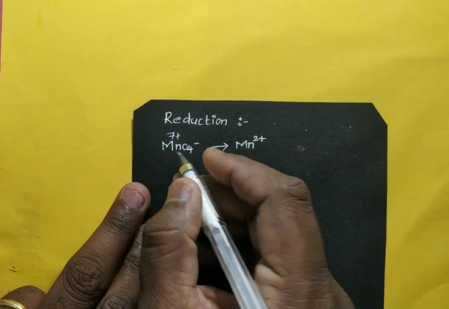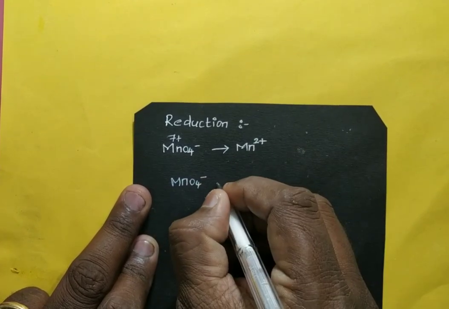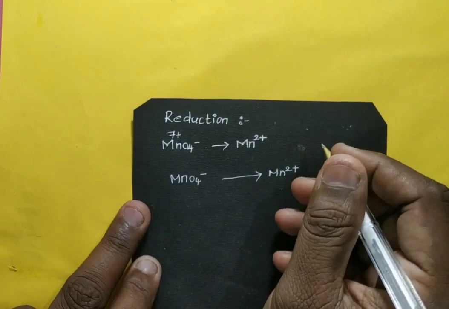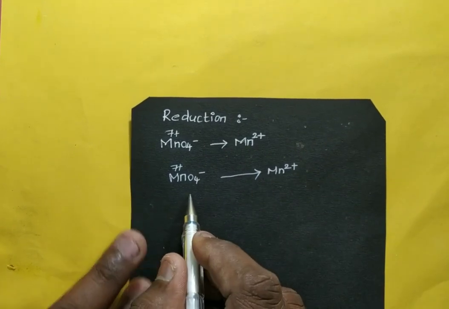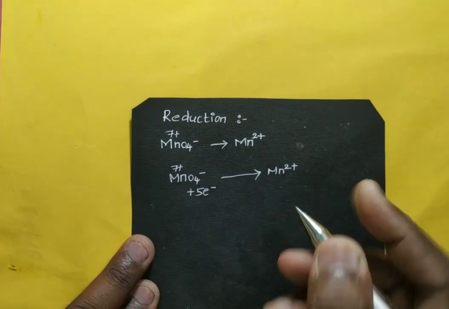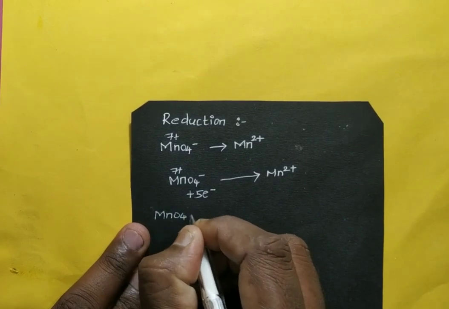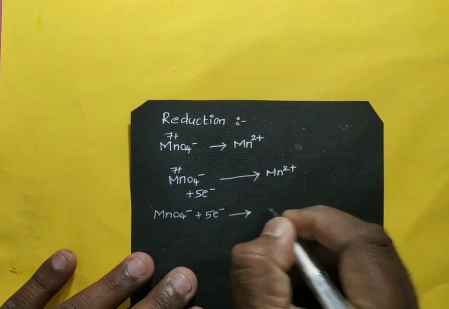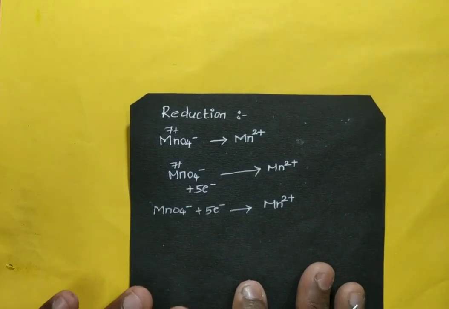MnO4 minus will give Mn2 plus. How many electrons? Here it is 7 plus, and here it is 2 plus, so it accepts 5 electrons. Are you able to understand? So we have to add 5 electrons. Now the equation becomes MnO4 minus plus 5 electrons gives Mn2 plus. On both sides the charges are balanced now.